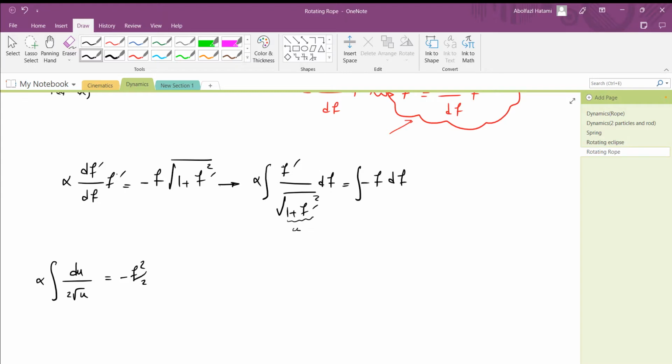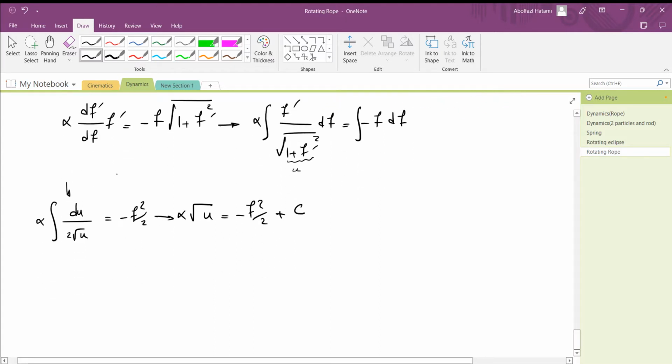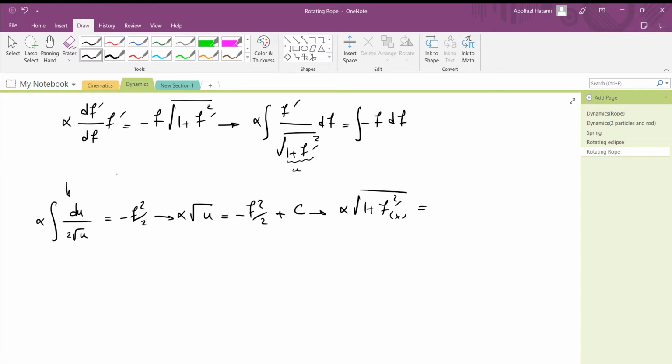And if you solve this integral here, you will obtain alpha radical u is equal to minus f squared plus c, which is a constant, and u was nothing but alpha radical 1 plus f prime squared of x. It is equal to minus f squared of x divided by 2 plus c.